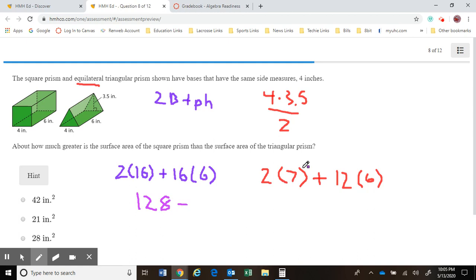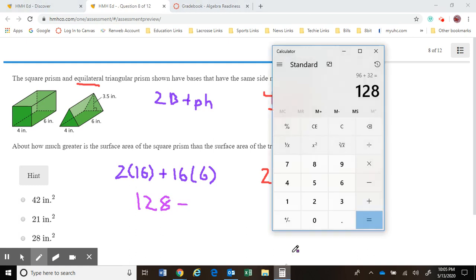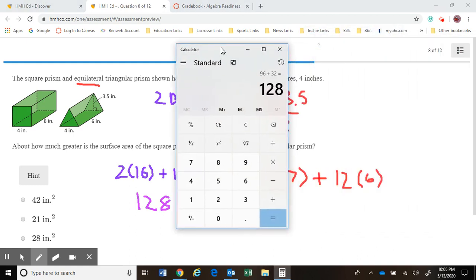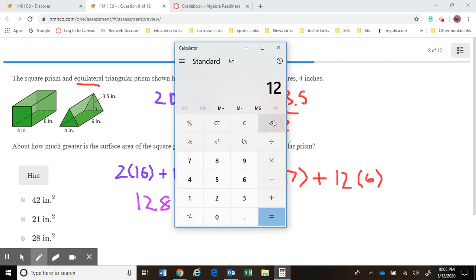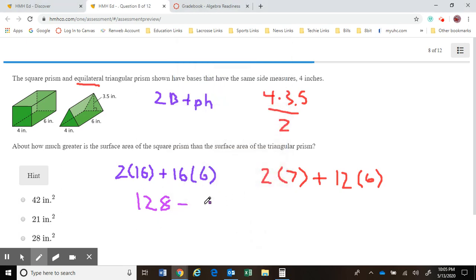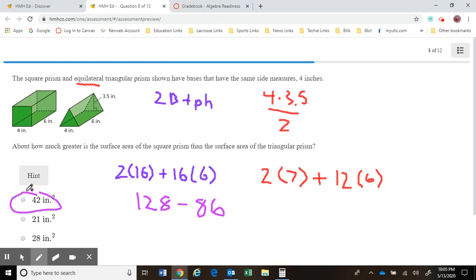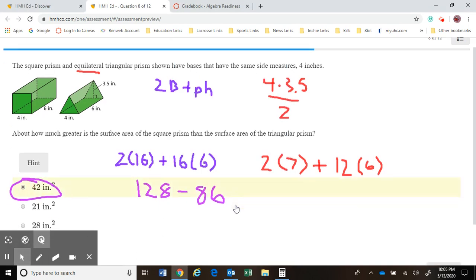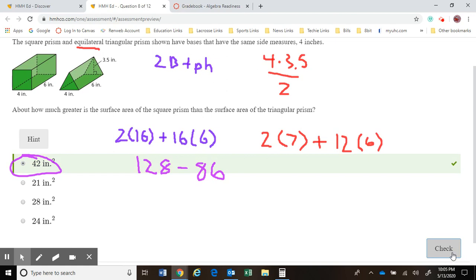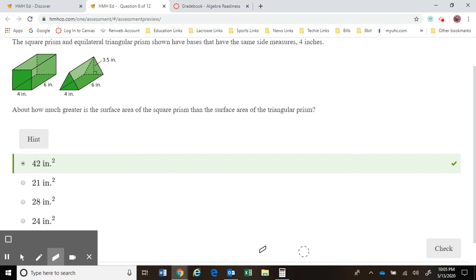All right, now let's find this one. 2 times 7, we know that's 14. 12 times 6, 72 plus 14, that's 86. Okay, 128 minus 86, that's 42. And there's your answer. Okay, just a simple comparison problem of steps that you know how to do. Just following the steps. All right, moving on to the next one.